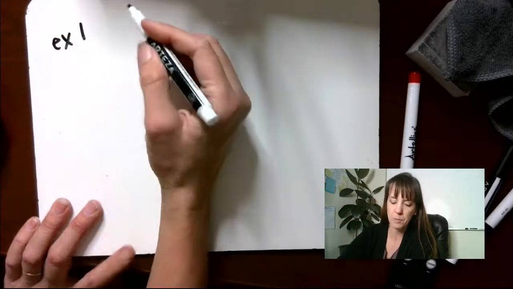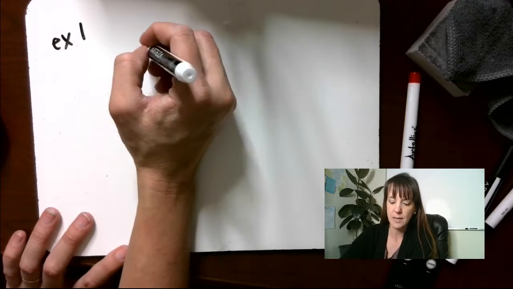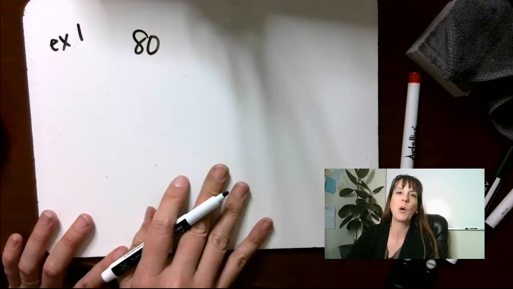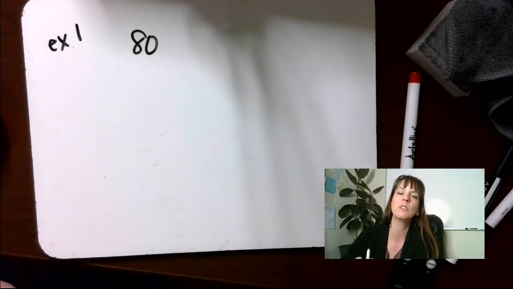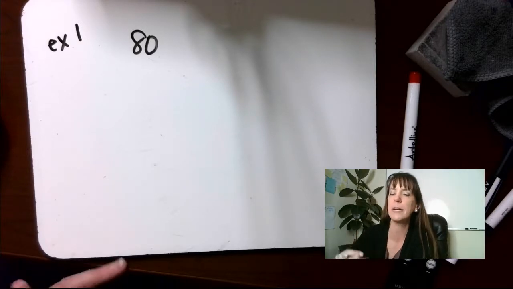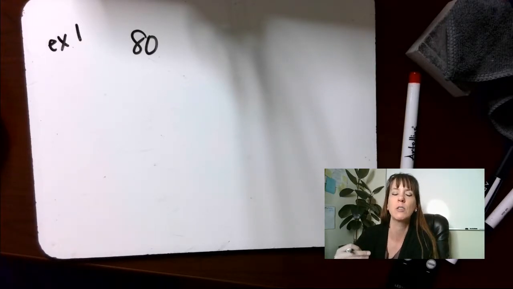Example number 1, prime factors. Express 80 as a product of prime factors. So what we're doing is prime factorization, and just a friendly reminder, prime numbers are numbers that you can only multiply by itself and 1, right?